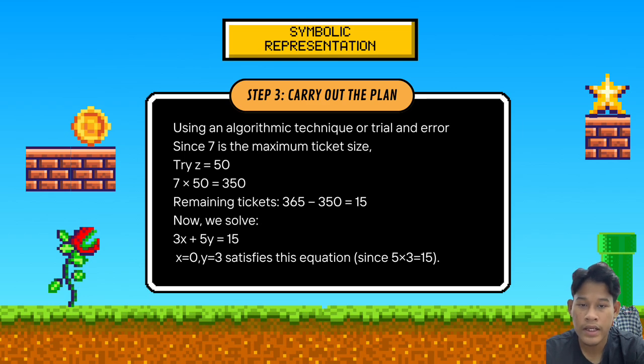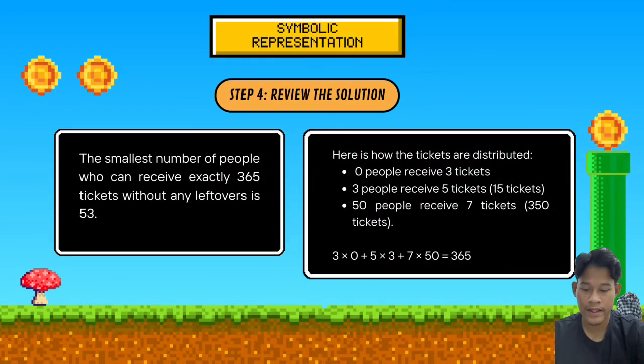The remaining tickets, we basically minus it from 365 and we got 15. Now we solve the equation, which is 3x plus 5y equals 15. And we assume that x is 0 because y equals 3 satisfies this equation, since 5 times 3 equals 15. We move to the last step, which is review the solution.